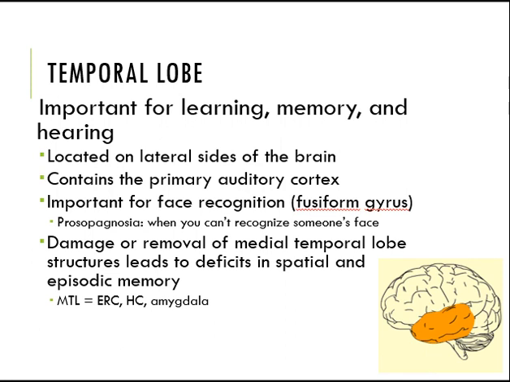It contains the primary auditory cortex for processing auditory information, in addition to language. It's also important for face recognition, so the fusiform gyrus is contained here. If you damage the fusiform gyrus, you can actually get prosopagnosia, which, don't quote me on that pronunciation, is a little shaky. This condition essentially is when you can't recognize someone's face.